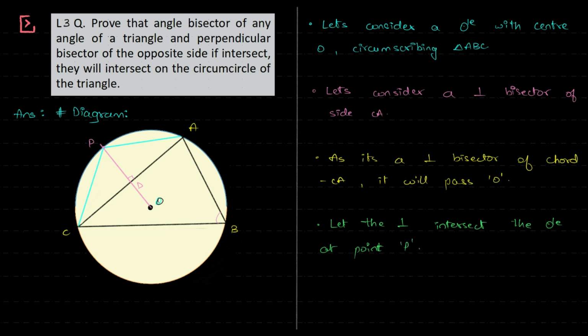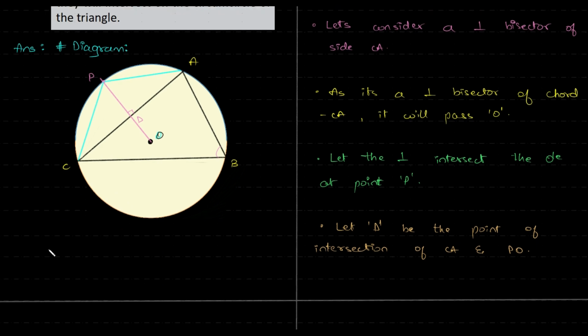We have one more thing before talking about anything else. Let point D be the point of intersection of CA and PO. And then we have the next factor.